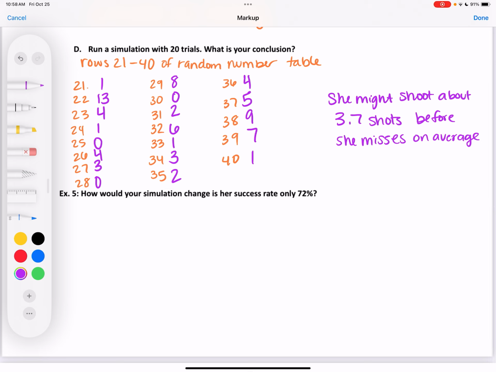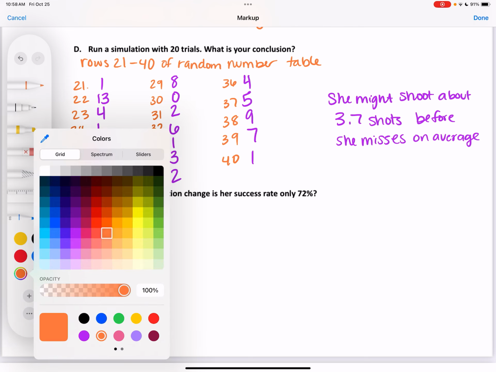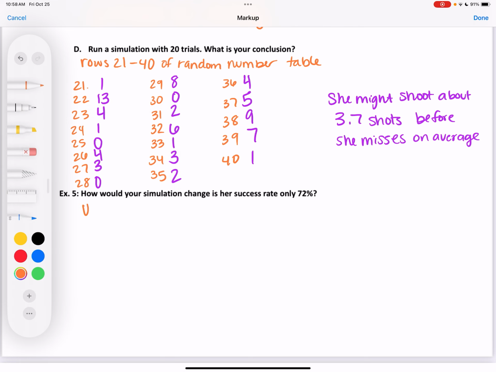Because that would imply that she's missing basically 1 out of 5 shots, which is pretty close to what we would expect to see. So obviously her success rate was 80%, so 80% of the time she would make it. But if they change something to say that her success rate was only 72%, we would have to change how we are calculating this information. So what we would have to do is use random integers.